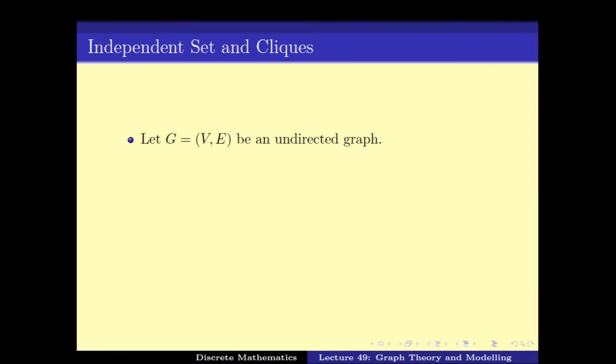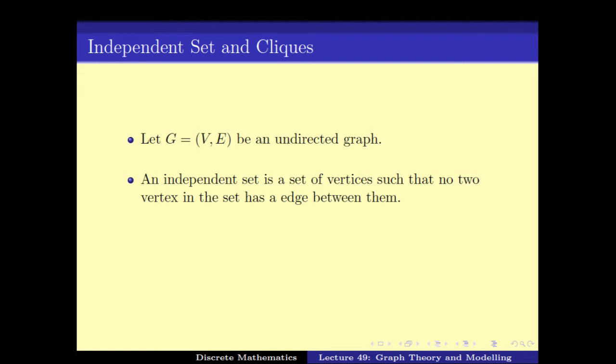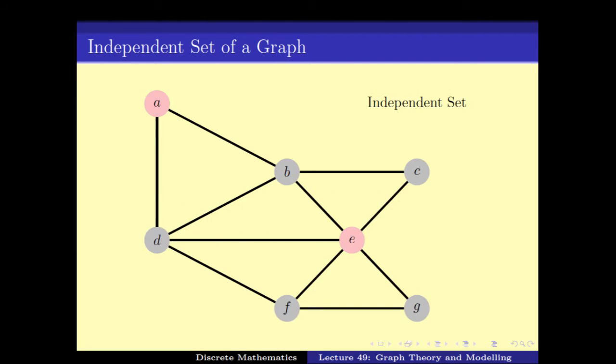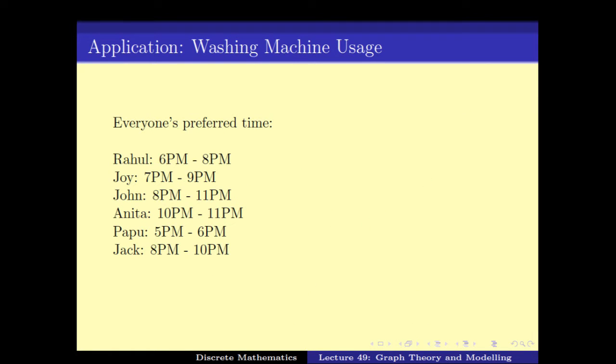Now we can also define other structures in graphs, namely the sets and cliques that we have defined. An independent set is a set of vertices such that there is no edge between any pair of them, and a clique is the opposite of that. So in other words, here the red vertices form independent sets, and we can have cliques. And now there are a lot of applications that one can apply.